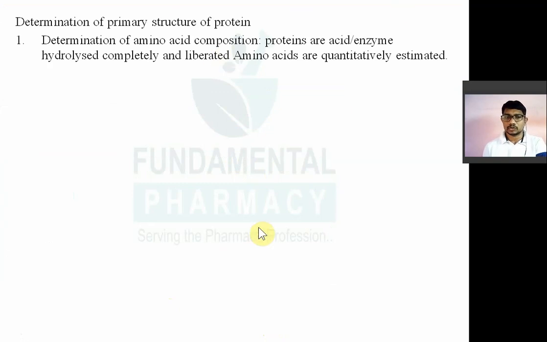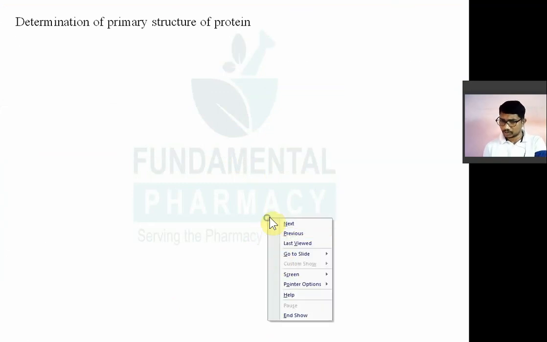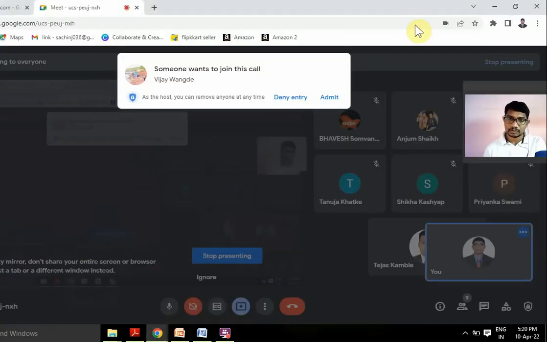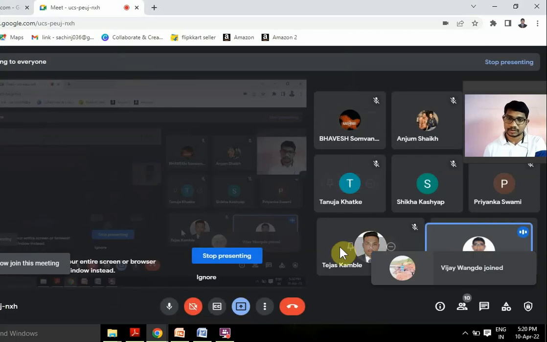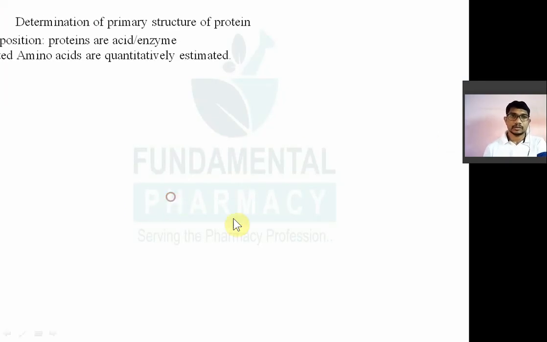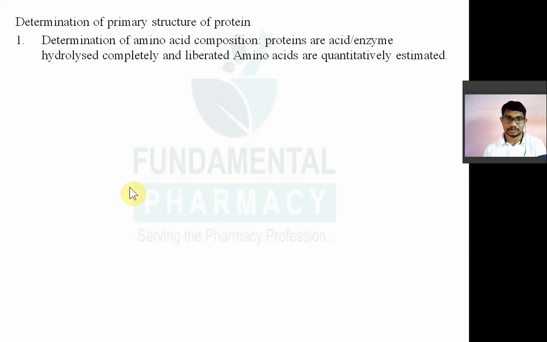So determination of primary structure of protein involves three steps. First one is, we'll see one by one. So in that you have three steps. So first step, what you have to do, you have to determine the amino acid composition.